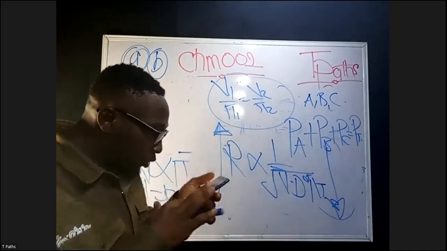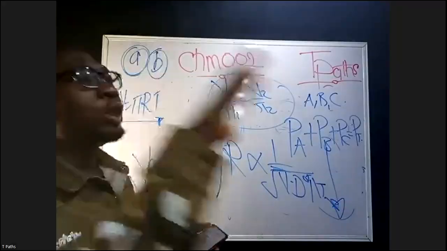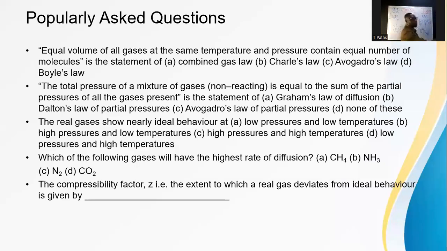The compressibility factor Z, that is the extent to which a real gas deviates from ideal behavior, is given by what? We said earlier that an ideal gas can deviate to a real gas. The measurement of it is what they call the compressibility factor. Let's quickly look at something.